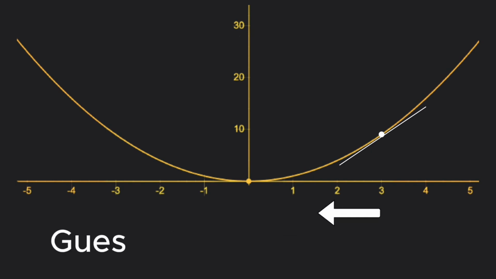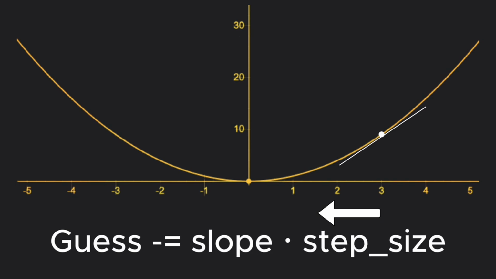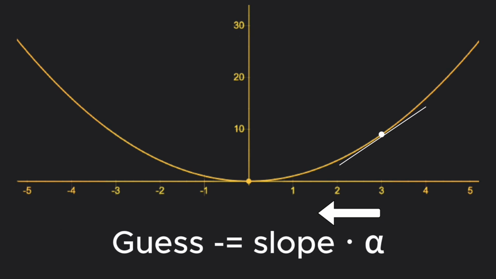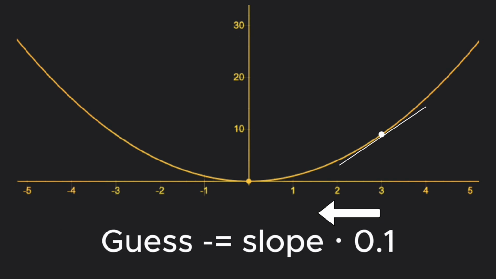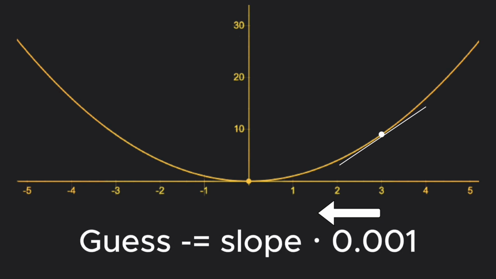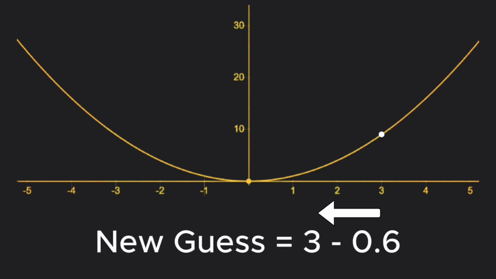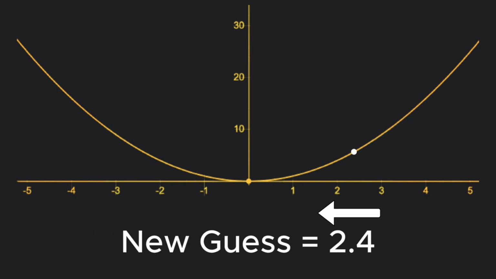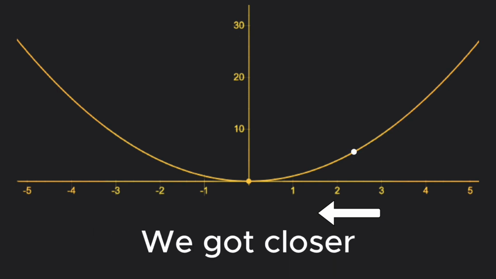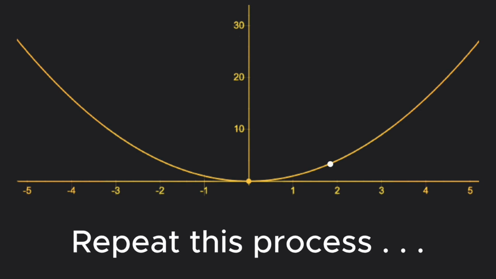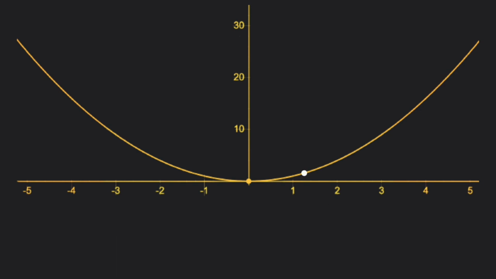But if we want to get to the minimum of a function, we want to step in the opposite direction. Let's say our new guess is the old guess minus the slope times some step size, which I'll call alpha. For simplicity, let's say alpha is 0.1, but in practice we would use smaller values. Our new guess is then 3 minus 0.6, which gives us 2.4. We got closer to the answer of x equals 0. If we repeated this procedure for enough iterations, we would converge to the answer.